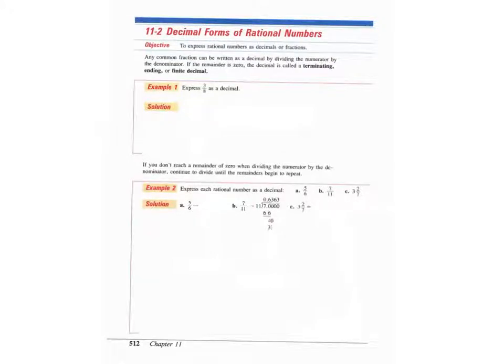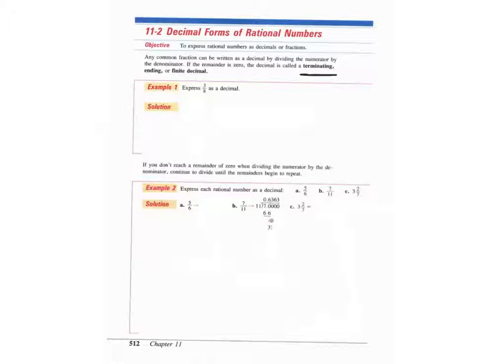Okay, so today we are going to cover lesson 11.2, and these are going to be decimal forms of rational numbers. Now, a rational number is just any number that can be written as a fraction. So what we're going to be doing here is you're going to be given fractions, and we're going to be converting them to decimals. And the way that we're going to do that is we're going to be dividing the numerator by the denominator.